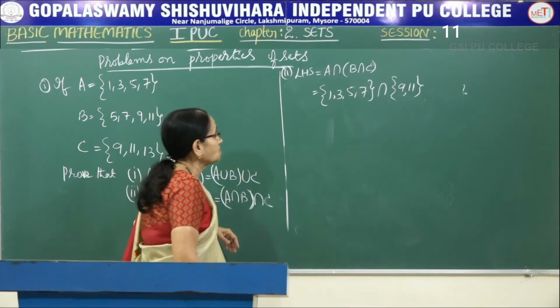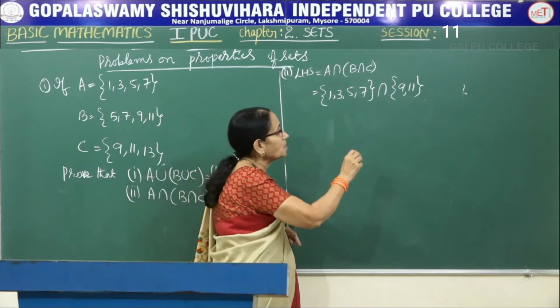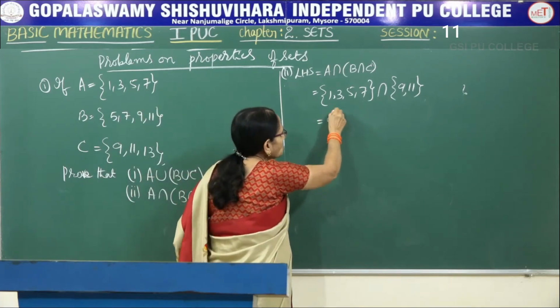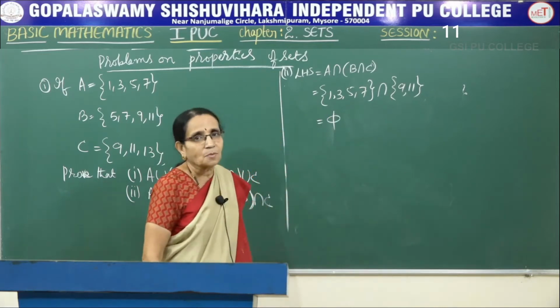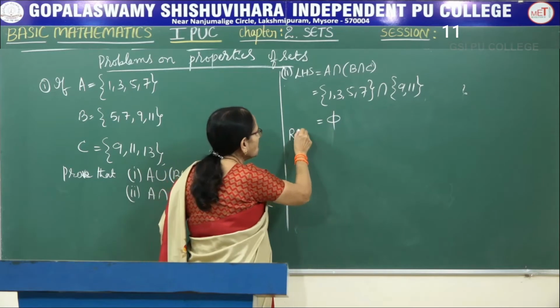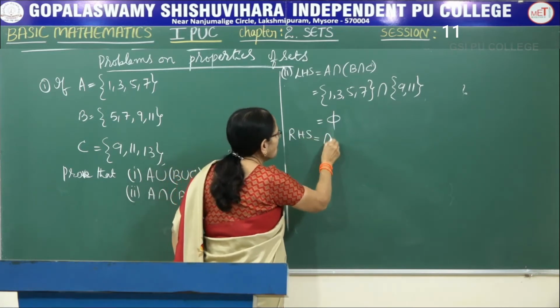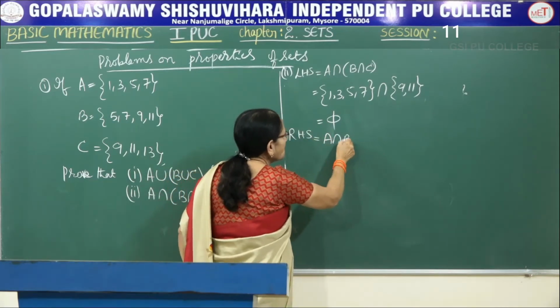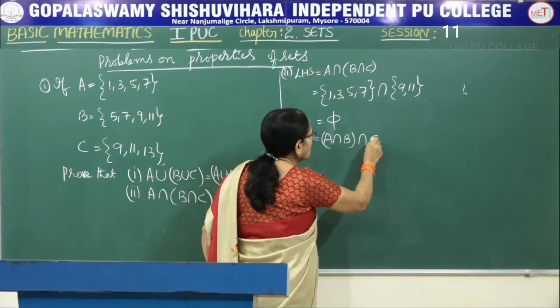Nothing is there. That means we don't have any common elements. What is the conclusion? It is a null set, which can be denoted by φ. Similarly, you take the right hand side. Right hand side is A intersection B intersection C.